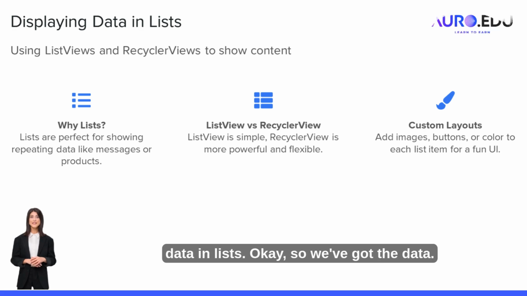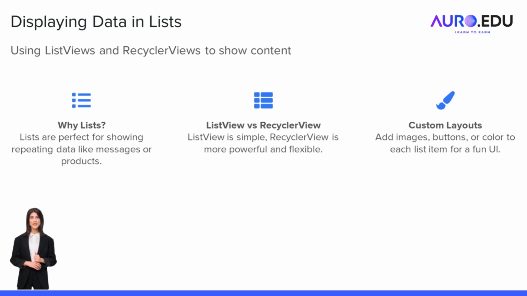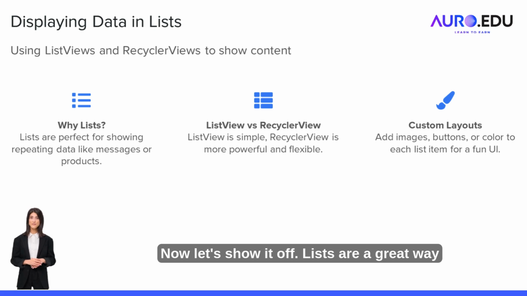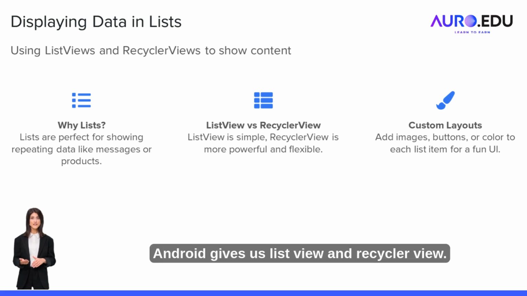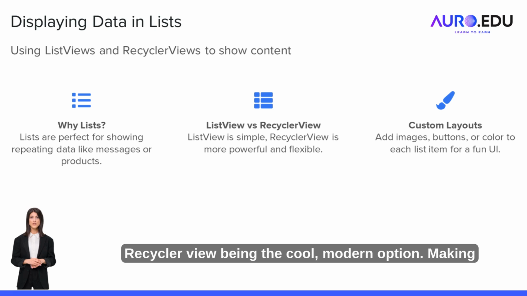Displaying data in lists. Okay, so we've got the data. Now let's show it off. Lists are a great way to organize things like chat messages or journal entries. Android gives us List View and Recycler View being the cool modern option.